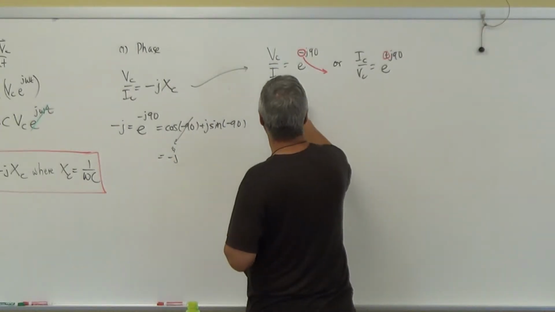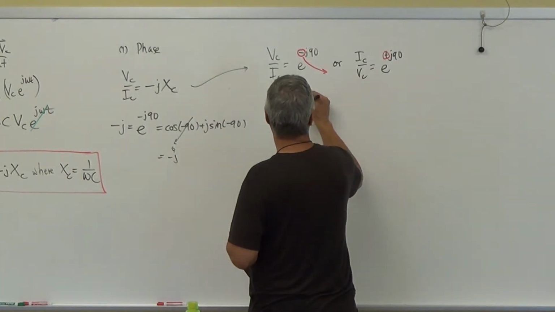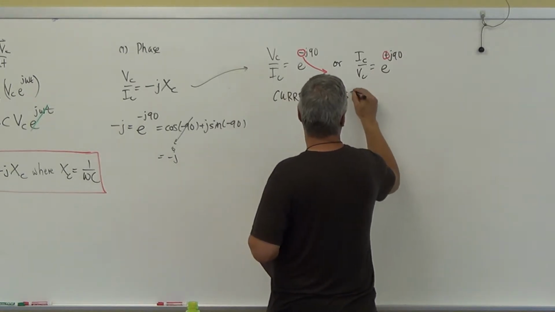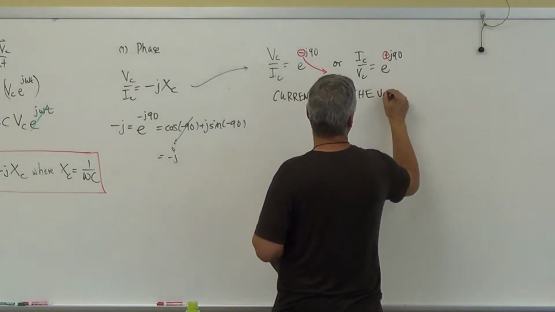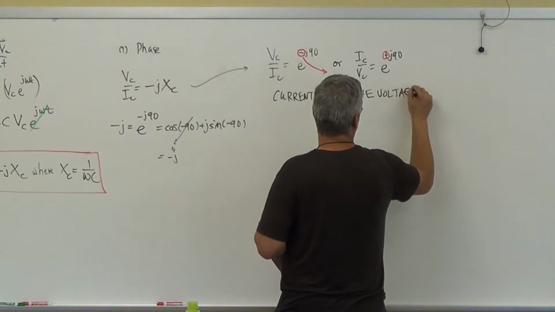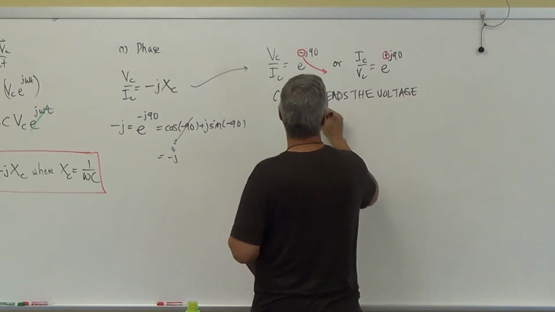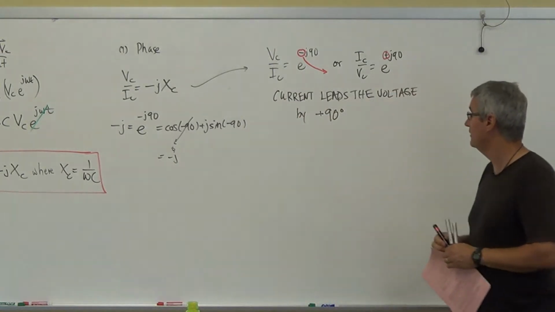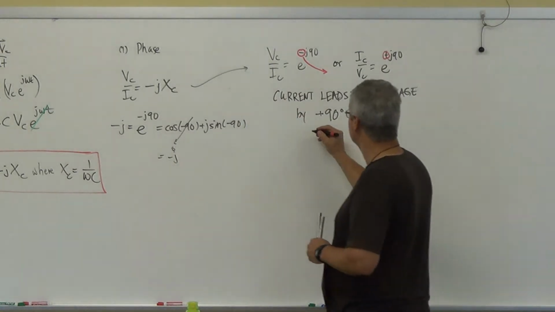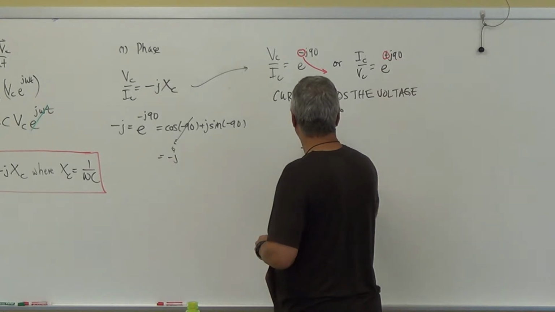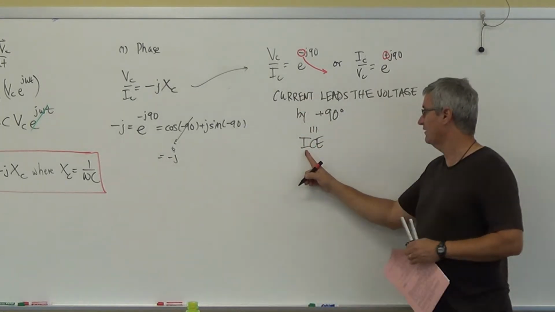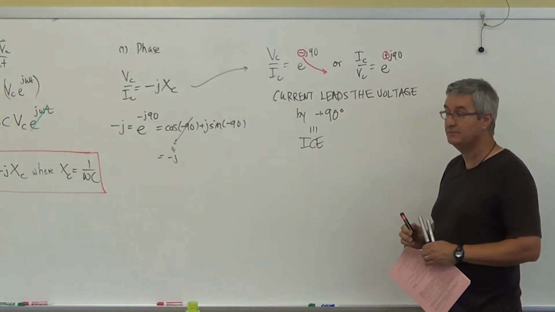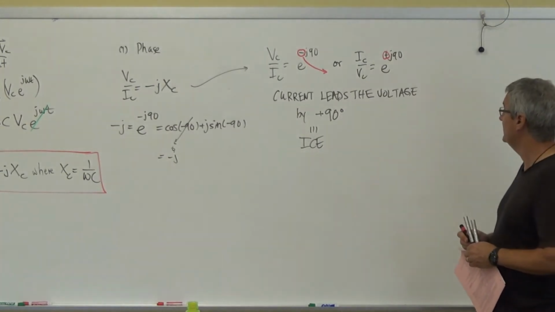So either way, I can look at it this way or that way, but what this says here is that the current leads the voltage by 90 degrees. And this is where that phrase is now known as ICE. The current of the capacitor leads the voltage of the capacitor. Okay.